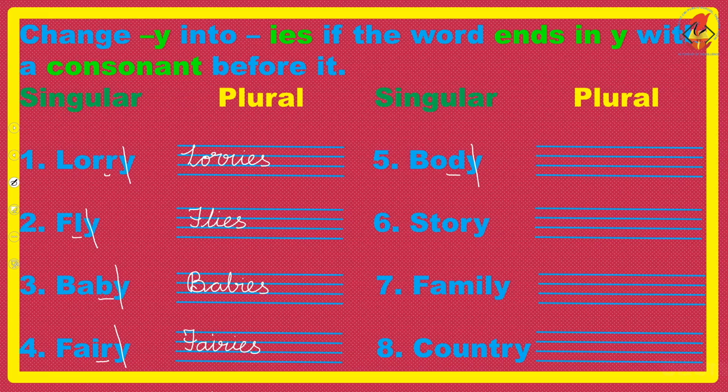Then next you have body. You will cut down Y and write IES because there is a consonant before Y. So, it says B-O-D-I-E-S. Next you have story, cut down Y and write IES because there is a consonant before it. S-T-O-R-I-E-S. Stories. Then after that you have family, you will cut down Y because there is a consonant before it, and then in Y's place you will be writing I-E-S. So family becomes families.